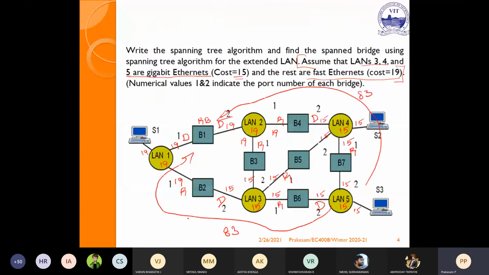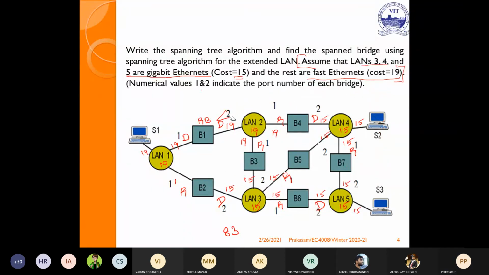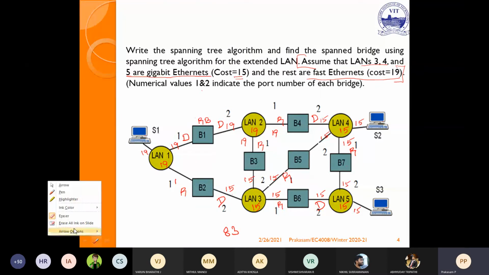Now, the third step is over. I have computed all the designated bridges and ports. So the final step is to find the blocked ports.